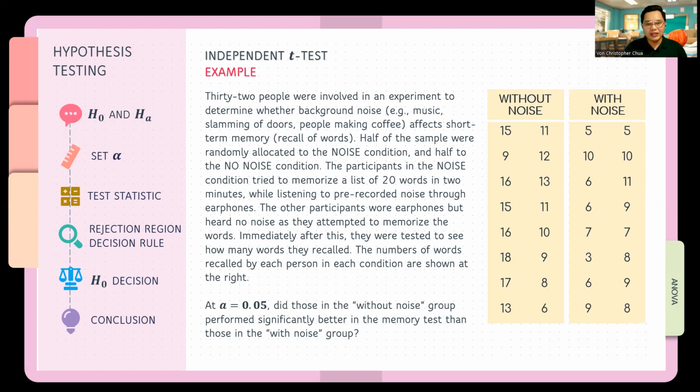Immediately after this, they were tested to see how many of the 20 words they recalled as part of the memory test. And the number of words recalled by each person in each condition were recorded and are now shown at the right. So we have 16 individuals in the without noise treatment, and then 16 individuals in the with noise treatment. Here's a question that you want to answer. At alpha equals 0.05, did those in the without noise group perform significantly better in the memory test than those with the with noise group?